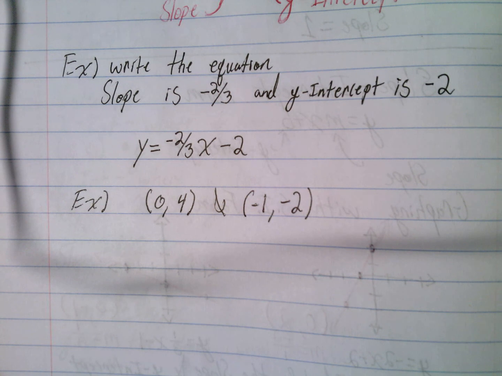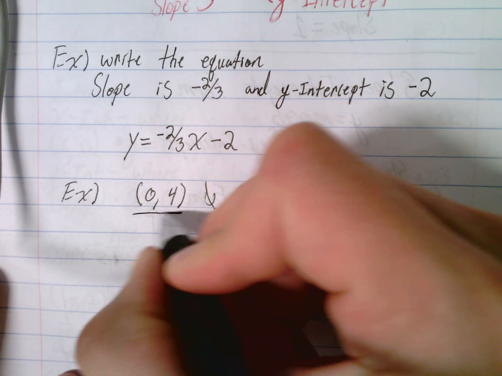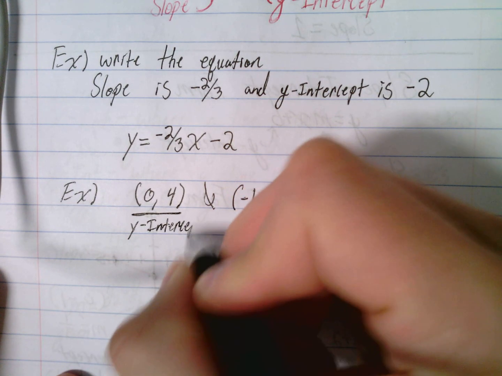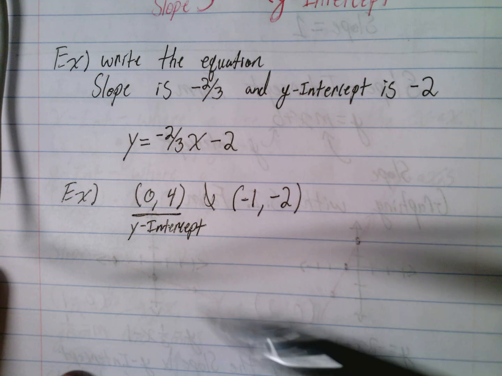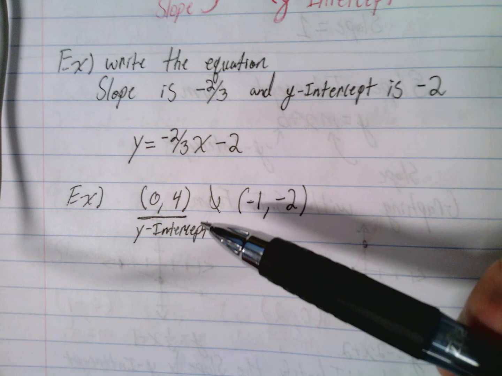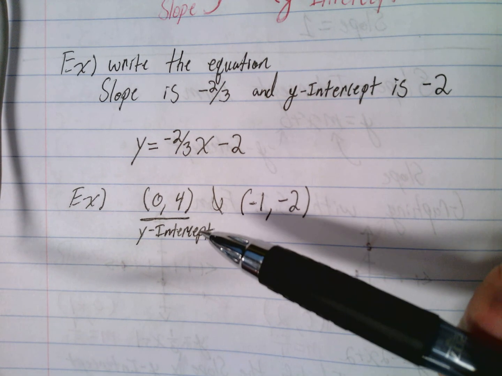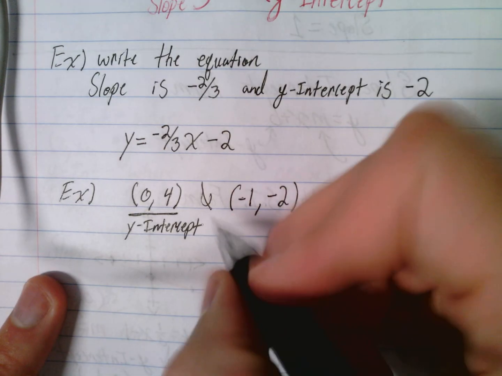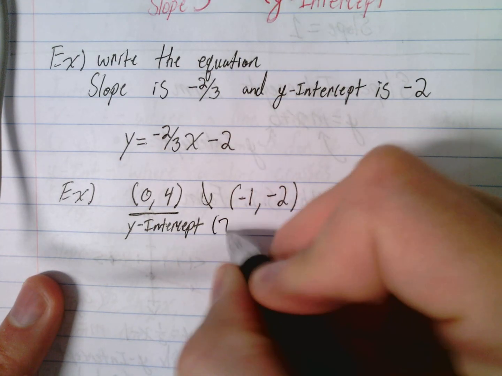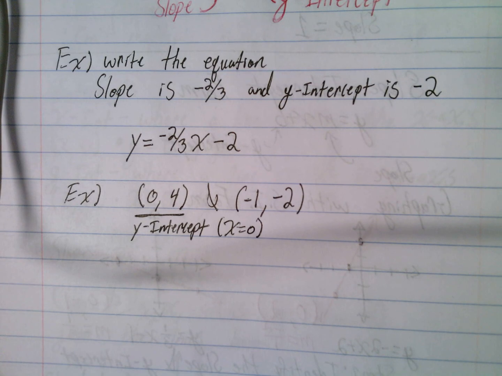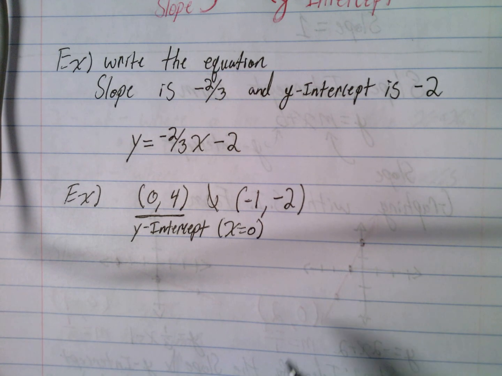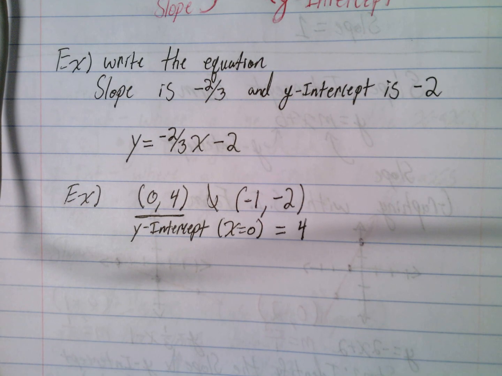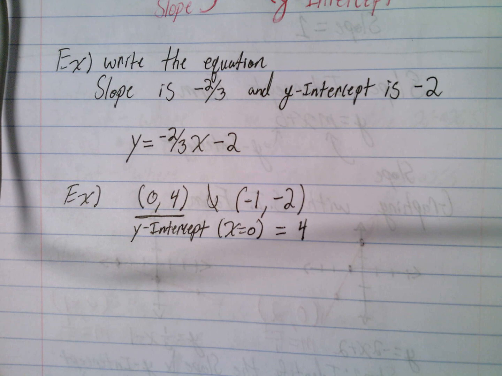Yeah, good. This is the ordered pair for a y-intercept. This point here is the y-intercept. How do we know it's the y-intercept? Travis? Because the x is 0. Very good. That's how we know it's the y-intercept. So I've got the y-intercept, so I can say the y-intercept here is 4. What else do I need to be able to write this equation?